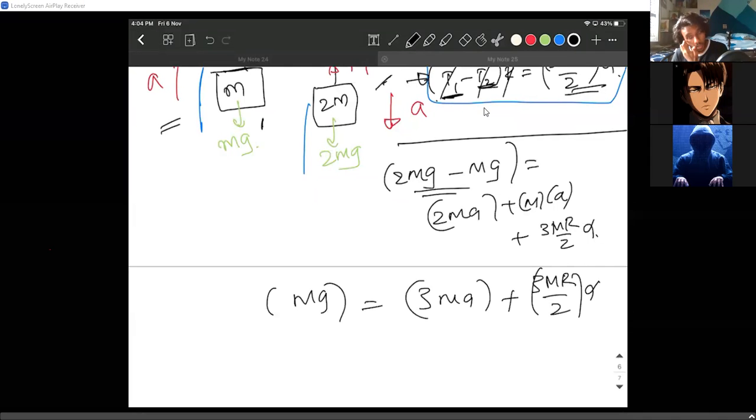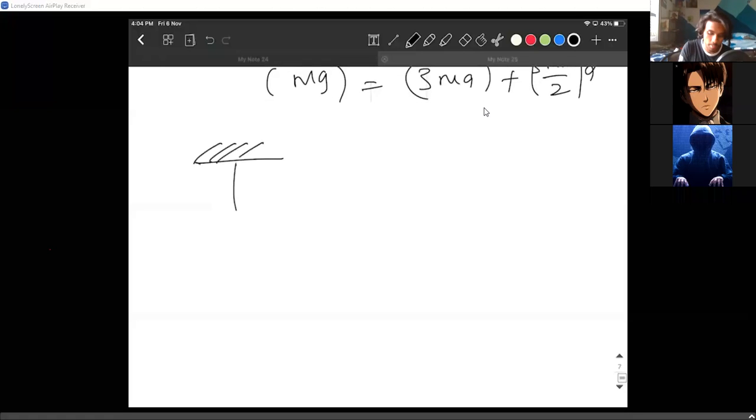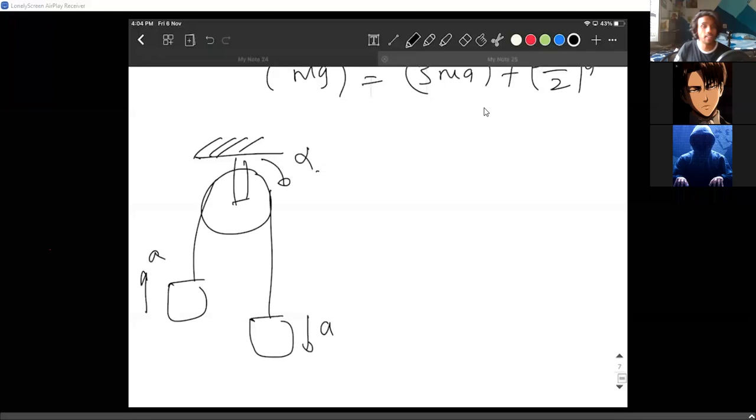Guys, this is the important point. Remember the idea of constraint relations? We have a very important, special constraint relation here. Everyone knows that if this is going down with A, this is going up with A. But we also know that this is rotating with alpha and the radius is R. So this specific point is also going with R alpha. The linear acceleration of that point is nothing but R alpha. Now the acceleration of this point and this point must be equal, according to the constraint relation. So A equals R alpha.